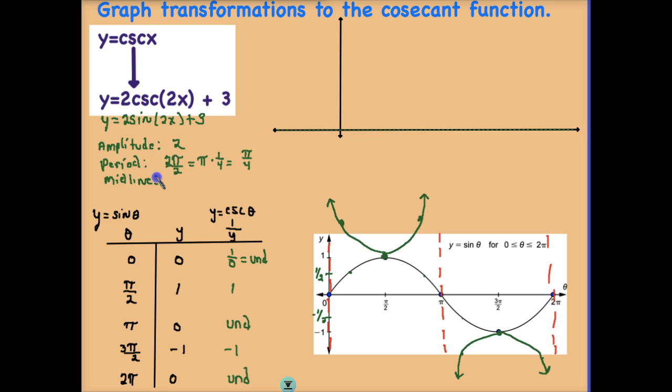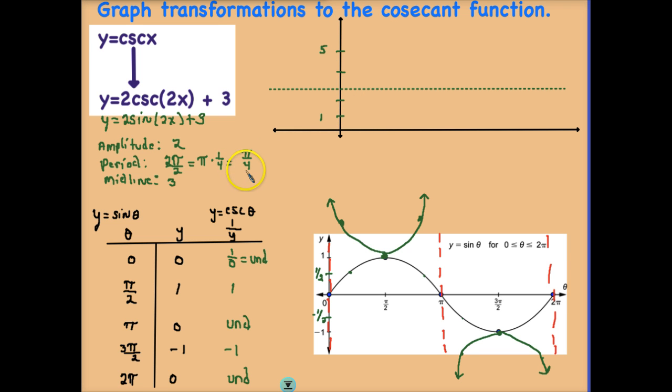Our midline is a result of this shift. We have a vertical shift up of 3. That changes our midline from down here at 0 to a value of 3. So we would just need to take our midline and move it up to 3. Knowing that we have an amplitude of 2, then from our midline we would go up 2, which would put us at 5, and we would drop down 2, which would put it at 1.